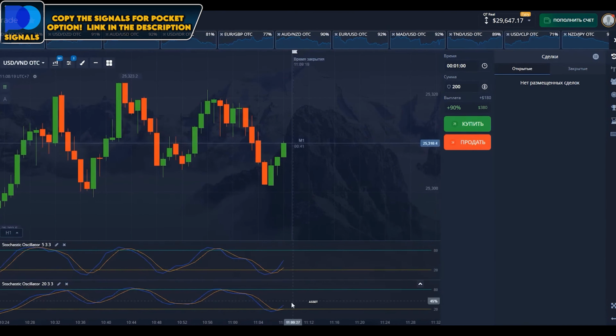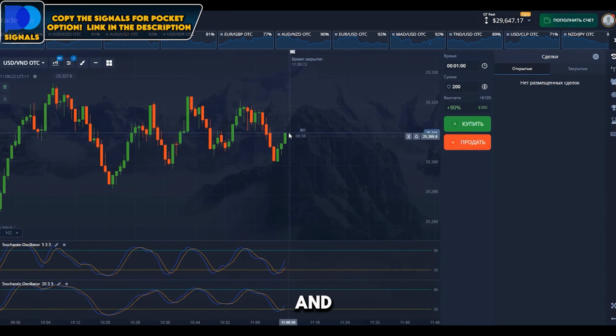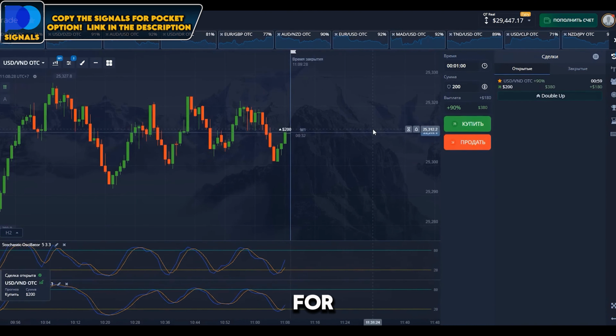So, I found a good asset, and 2 stochastics have already broken out and moved out of the 20 zone, and the price has risen quite nicely according to them. So, to keep it short, I'm going to jump in here with $200 for a call option.